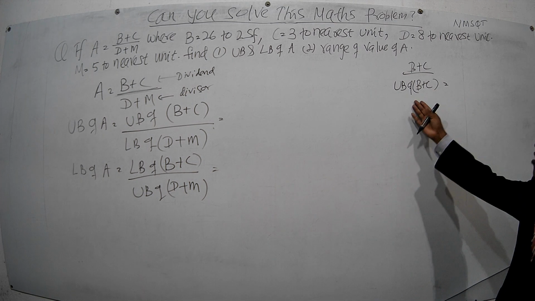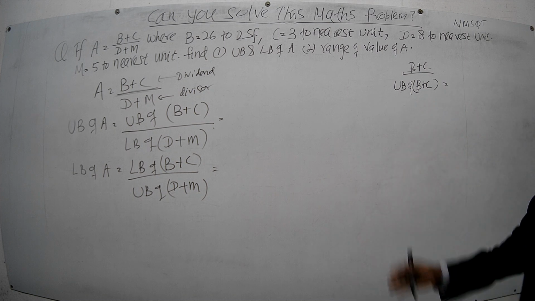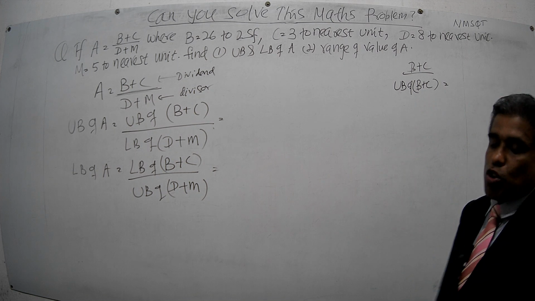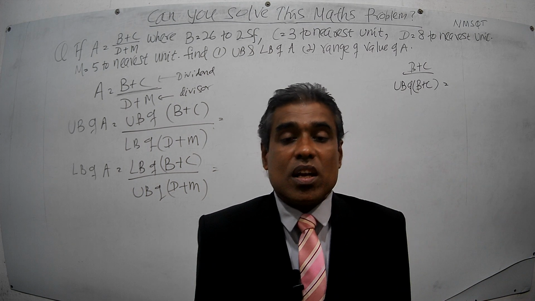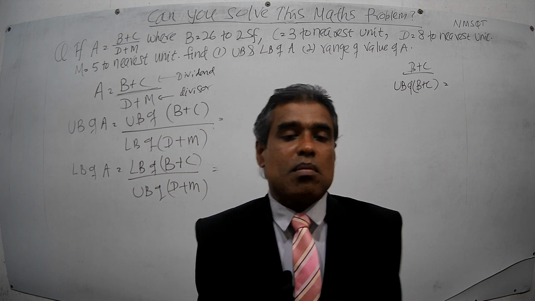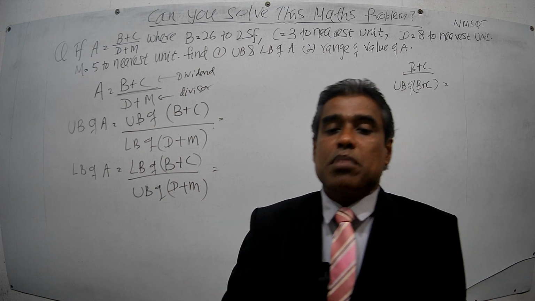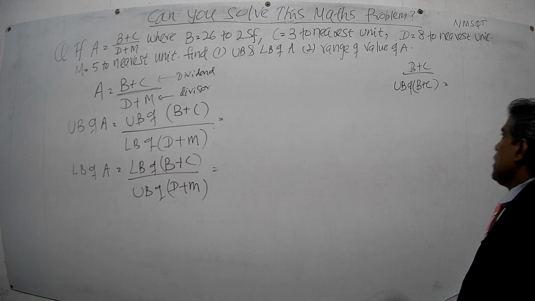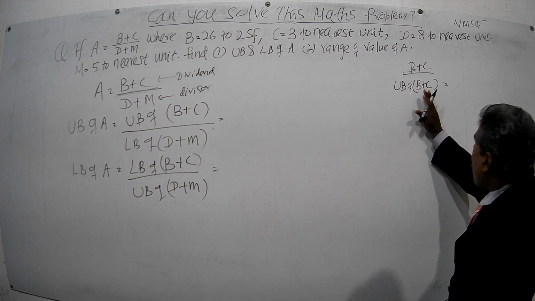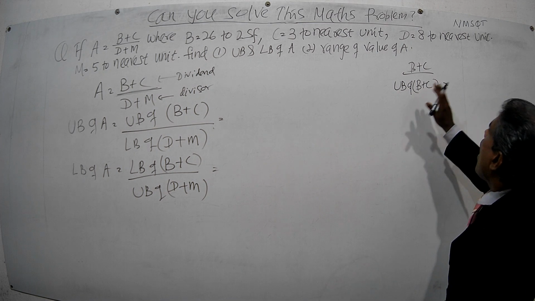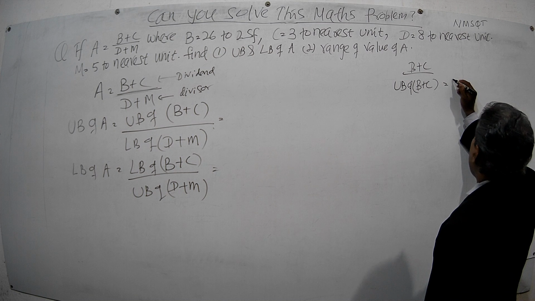Then upper bound of B plus C means upper bound of a sum. We have learned how to find the upper bound of a sum. Upper bound of a sum equals sum of the upper bounds of the numbers that have been added, right? Then upper bound of B plus C is therefore the sum of the upper bound of B and upper bound of C.